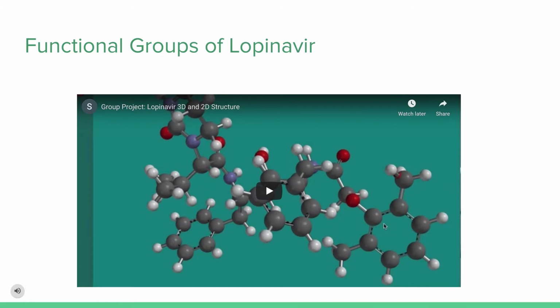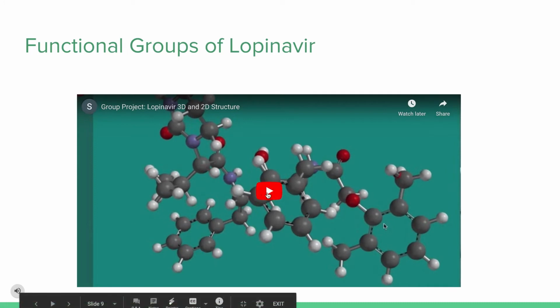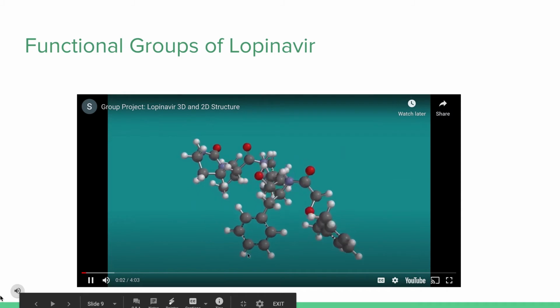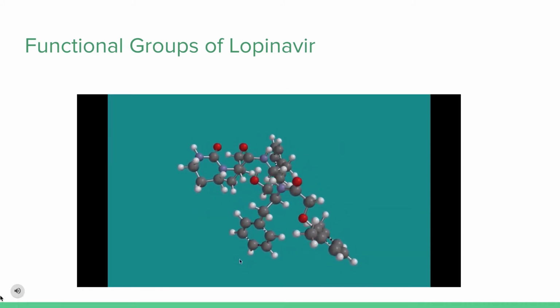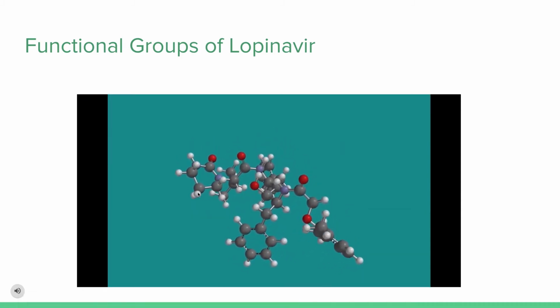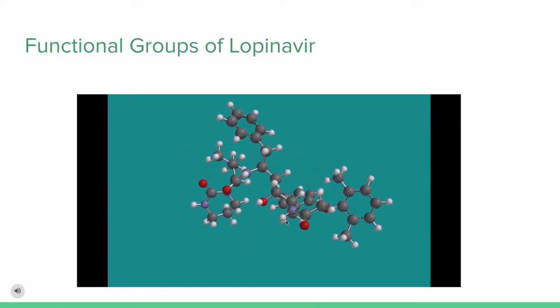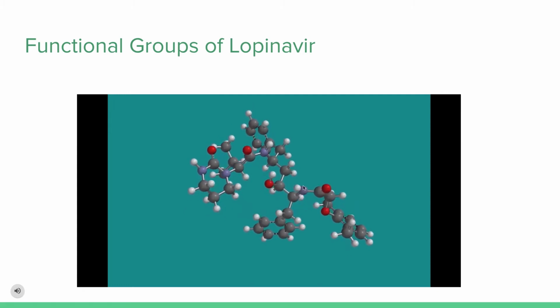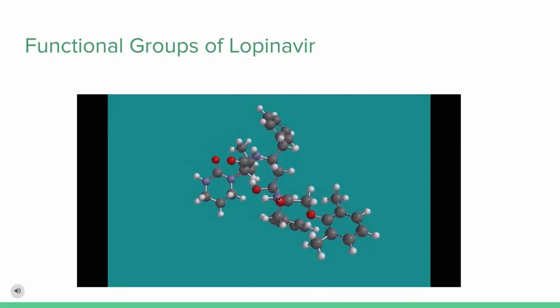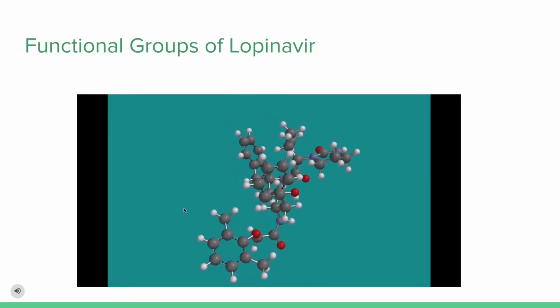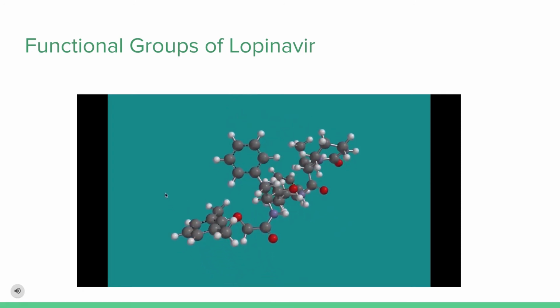Hi everyone, so now we're gonna watch a short clip of Sarah discussing the structure of Lopinavir. This is the 3D molecule that our group had, which was called Lopinavir. Now, if we rotate it right here, we can look at all the different functional groups that we have, and all the dipole-dipole bonds, hydrogen bonding, and the shape.